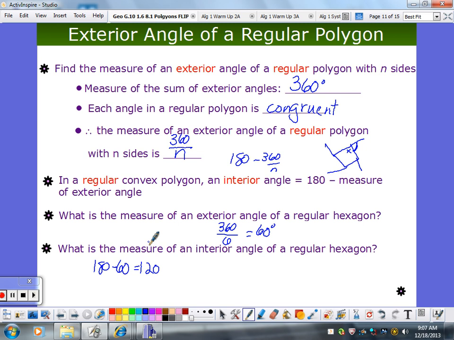Now, we just learned another way to do this, didn't we? Wasn't it 180 times n minus 2, over n? This is the sum of the interior angles divided by n. Does it work? Well, let's see. Hexagon is 6, so n is 6. So this is going to be 180 times 4 over 6. Calculator people, what's 180 times 4? And then divide by 6, we get 120. So you can do it either way. You have two options if you want to find the measure of an interior angle. I guess you have two options if you want to find an exterior angle, too. You can do this first, subtract from 180, and there's your exterior angle. So whichever's easier, use that one.